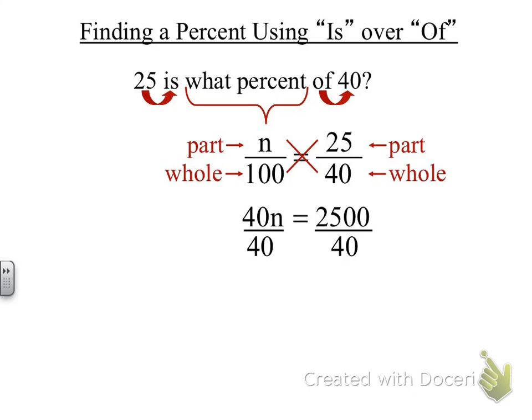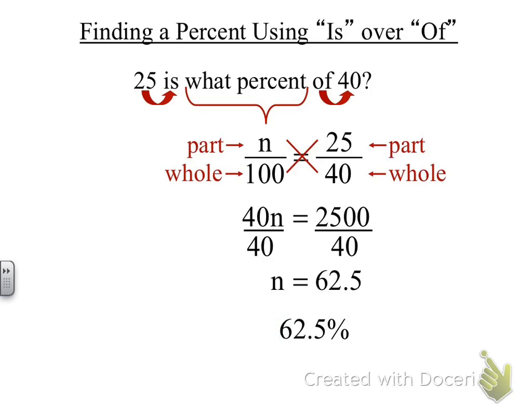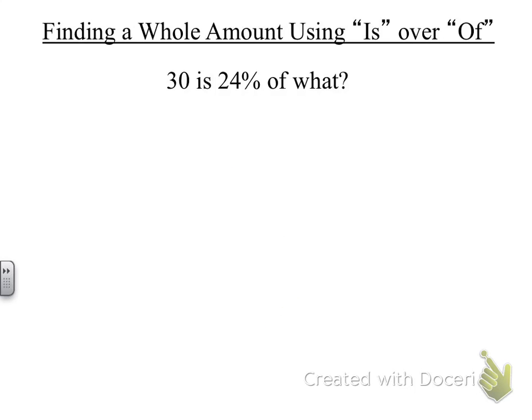Okay. So just remember to make sure you add that percent sign. Otherwise, I don't know if you know what they're looking for. Okay. Now, in this question, look at that question. What are they looking for? Angela? The whole amount? They're looking for the whole amount because remember, is over of, part over whole. So they're looking for the whole number, not a percent.